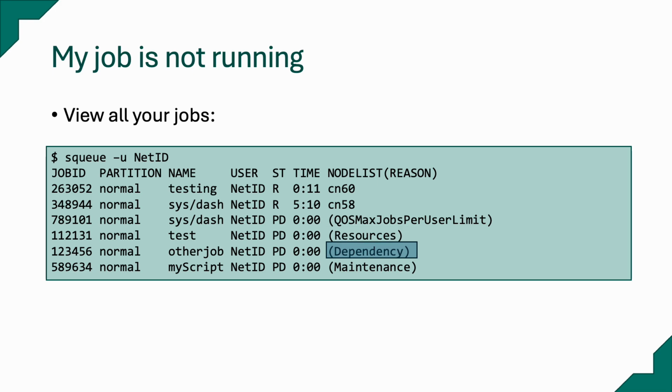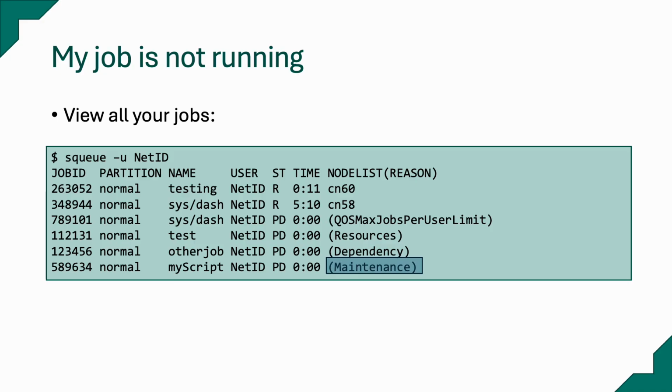Dependency. This reason will appear if a job dependency is not yet satisfied. You can learn more about job dependencies in our video about creating an advanced SLURM script. The link to that video is in the comment section down below.